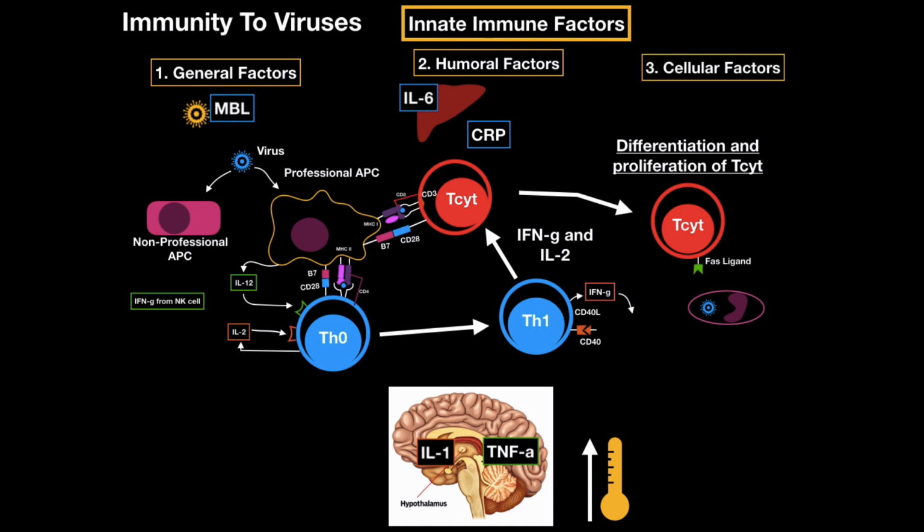The last type is called cellular factors, and one of them is phagocytosis. Phagocytosis can happen when the phagocyte just binds to the virus, or it can happen indirectly if the complement system opsonizes it, or directly if an antibody binds to it. But another type of cellular factors are what we call interferons. So let's look at how these work.